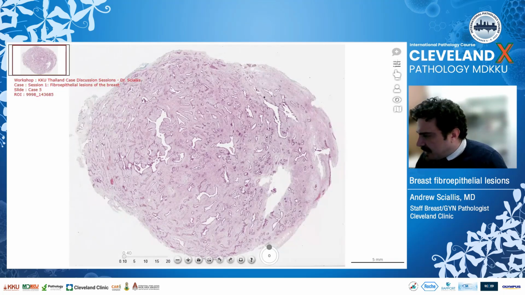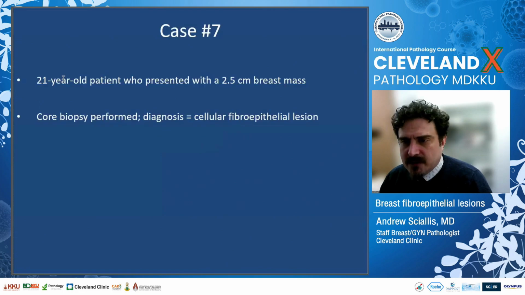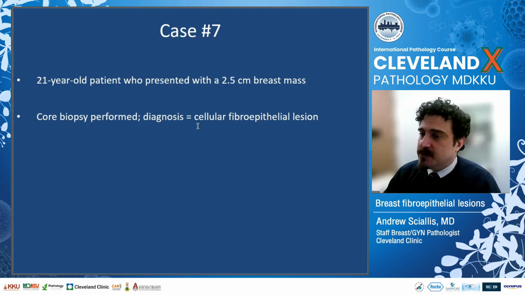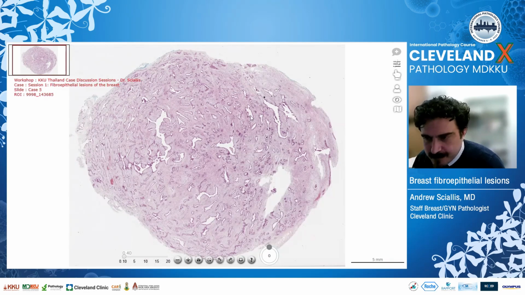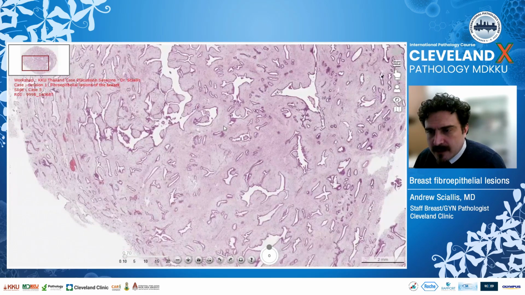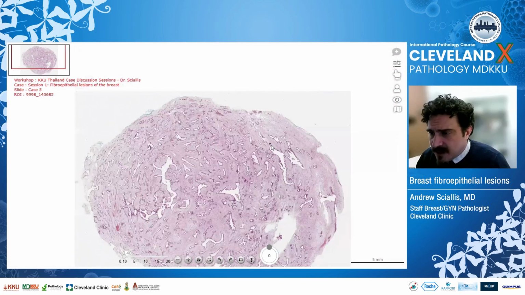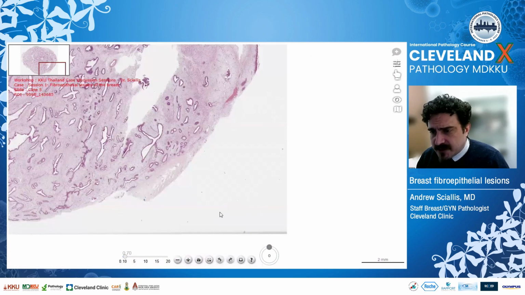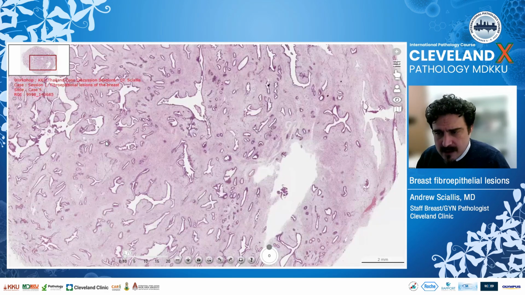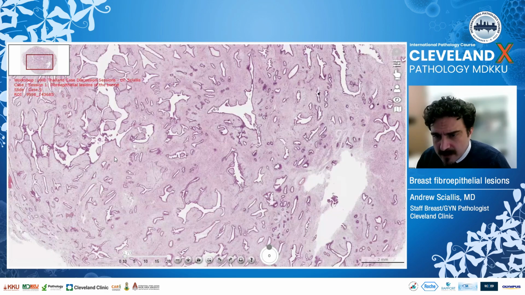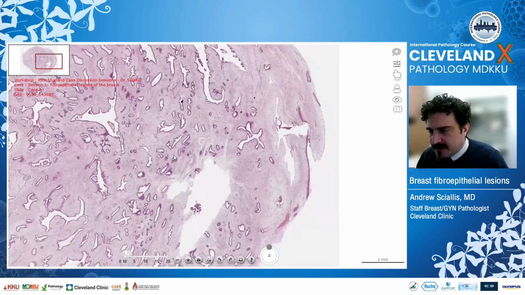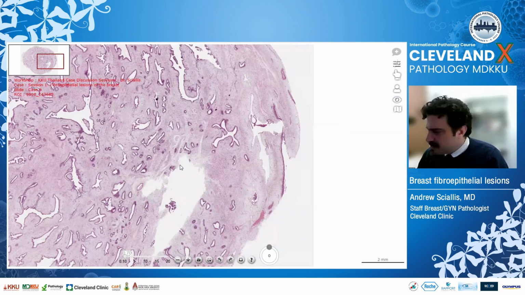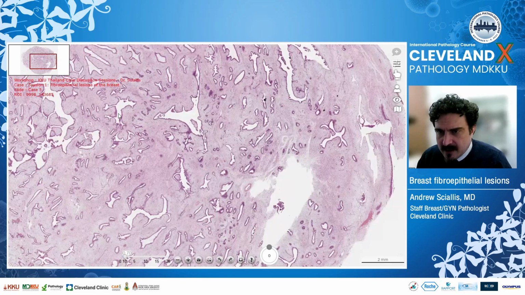Okay, so here's this lesion. This was from a 21-year-old patient who presented with a 2.5 centimeter breast mass, and the core biopsy was performed, and the diagnosis was a cellular fibroepithelial lesion. So we have a fibroepithelial lesion, and although it's hard to tell in this, you get the feeling that there's pushing growth and that there isn't anything that looks infiltrative. For the most part, the glandular component is pretty well defined, and there are no areas of stromal expansion, maybe a little bit in this area, but who knows what the significance of that is. There are some deep-lined epithelial clefts in spots like this.